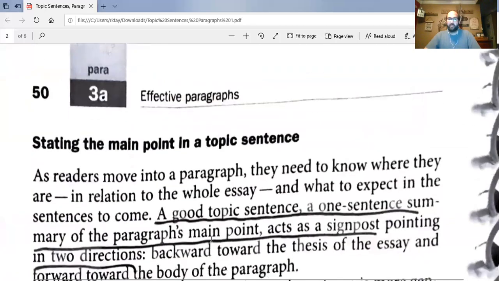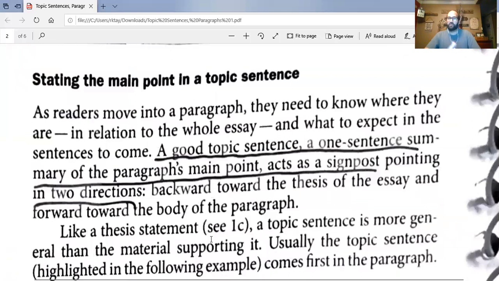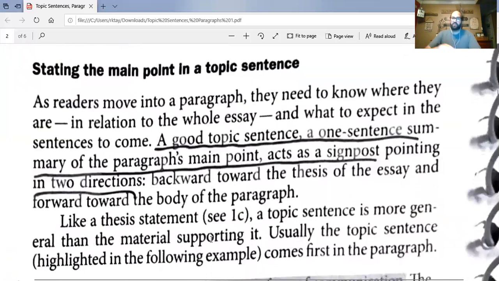So here is the nitty gritty. Here's one of my Taylor tips, if I ever had one: you always start the main point of a paragraph with a topic sentence. As readers move into a paragraph, they need to know where they are in relationship to the whole essay. Now, I always talk about this metaphor of street signs in my composition classes. And this is exactly what you're doing for your reader.